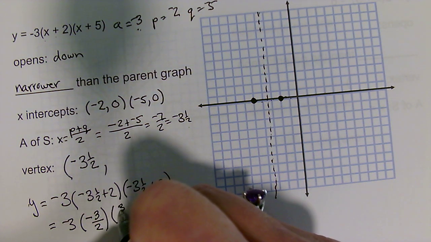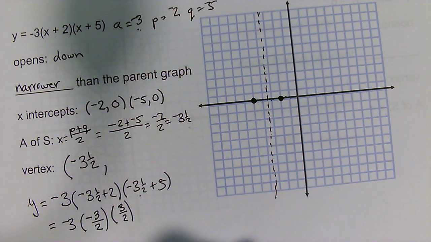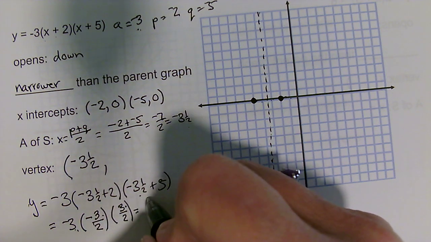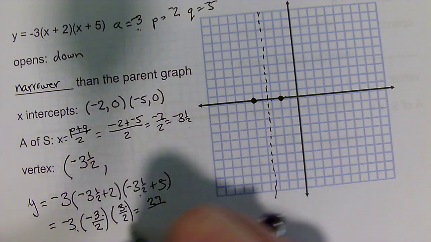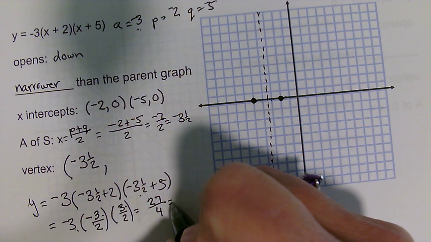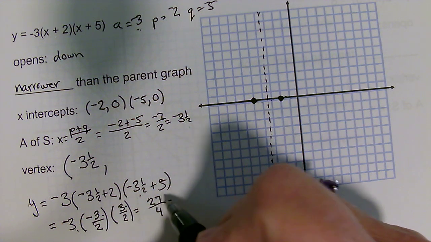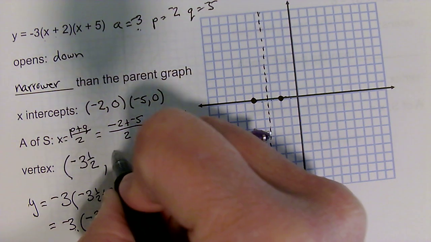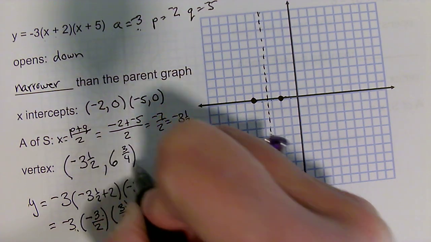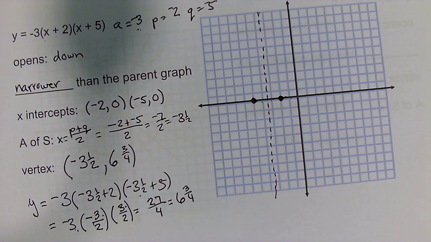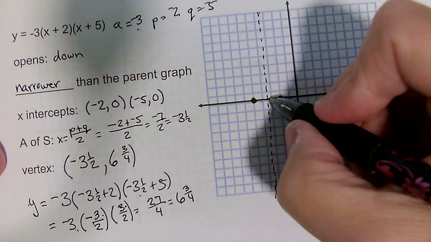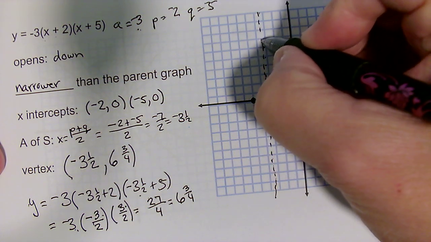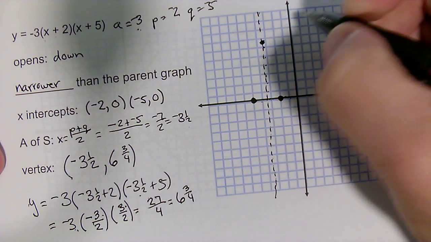5 is +1 1/2. So I get 3 times 3 times 3. The two negatives make it positive 27, and 2 times 2 is 4. So 4 goes into 27 6 times with 3 left over. So that's positive 6 3/4 for the y-coordinate of the vertex. So negative 3.5, positive 1, 2, 3, 4, 5, 6 3/4 is the vertex.